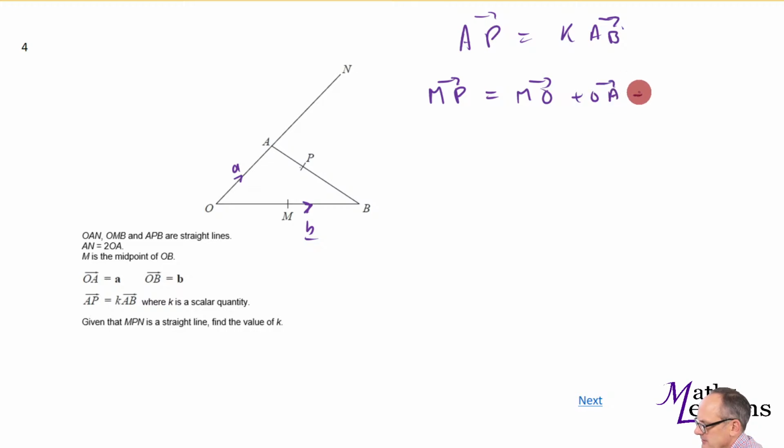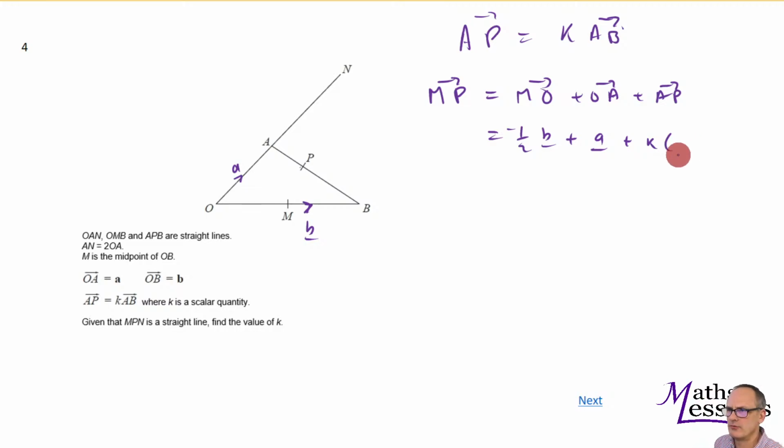O to A plus A to P, and we know that that is equal to minus a half B plus A. And we know that AP is K lots of AB. So let's just work with what we have, and it's not always obvious where we're going to go with this and what's going to happen.